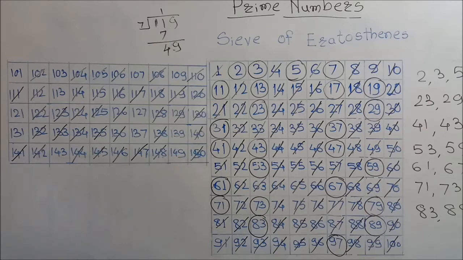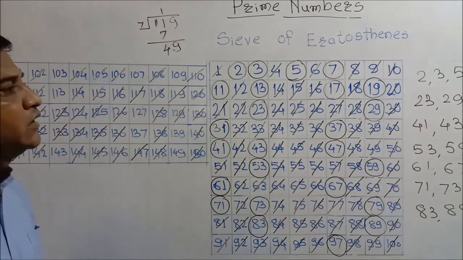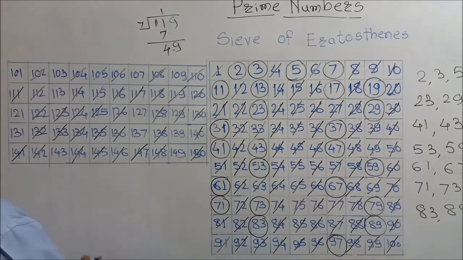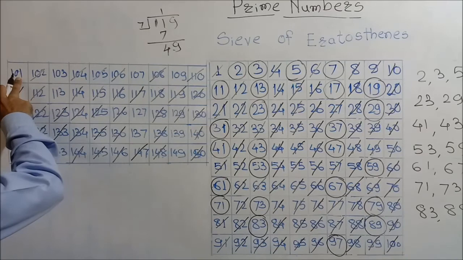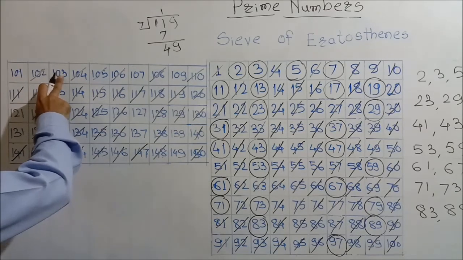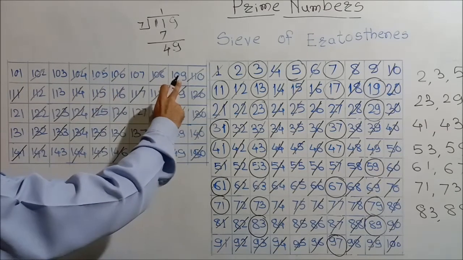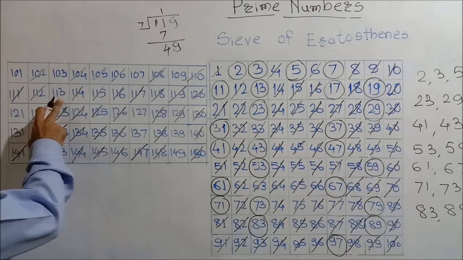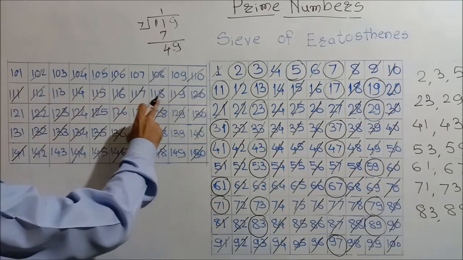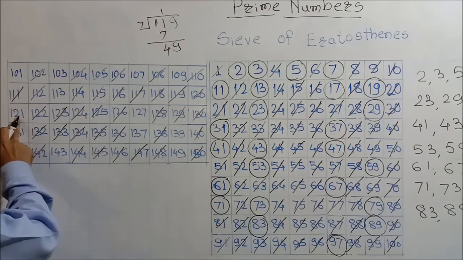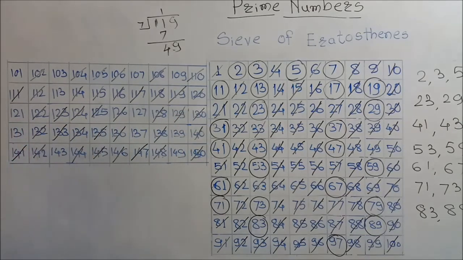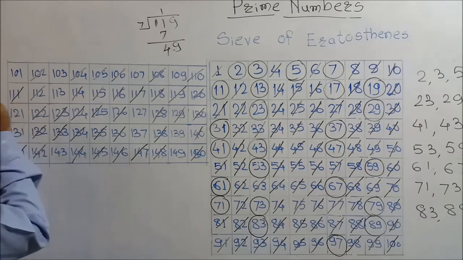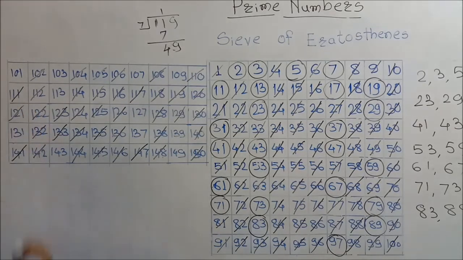Now we will try to find out any number which can be divided by 11. We will try for this. No, this is not divisible by 11. This is also not divisible by 11. Whether this is divisible by 11, no. Any other number that is remaining? Yes, 121. It is in the table of 11. So we will cross it.